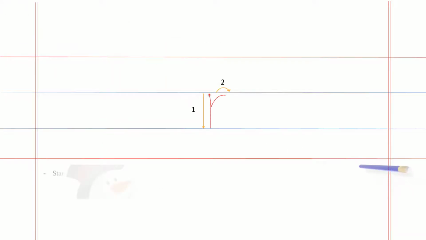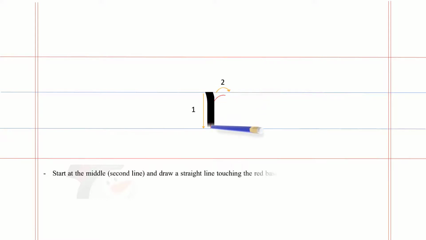Small r. Write small letter r on the middle lines and give instructions. Start at the middle, 2nd line, and draw a straight line touching the red baseline, 3rd line. Then go up and around to the right.